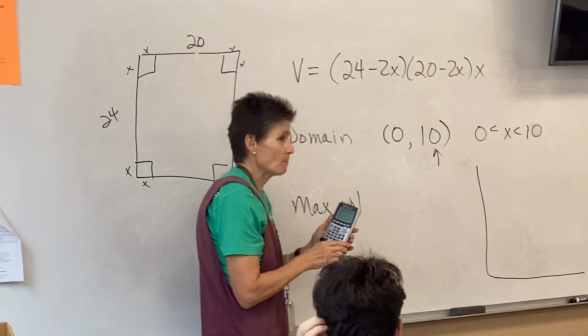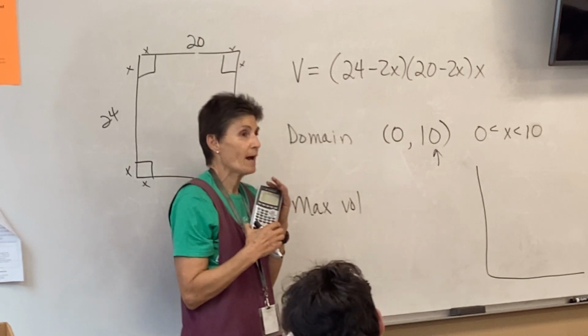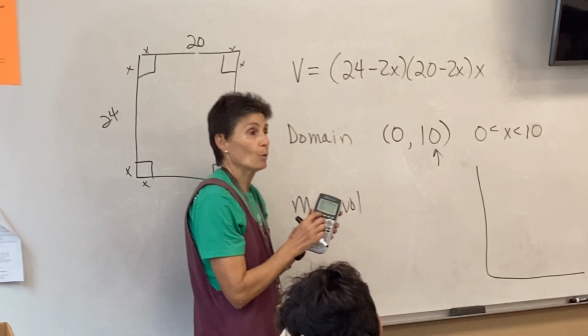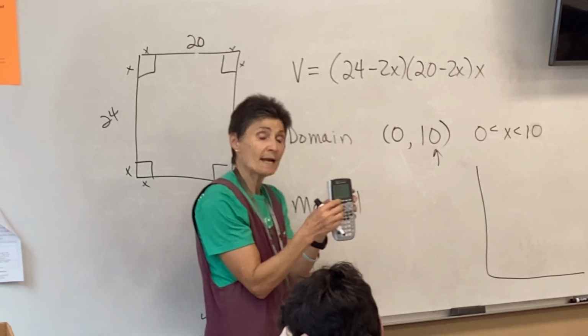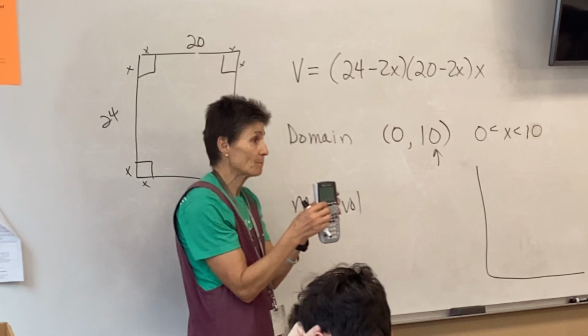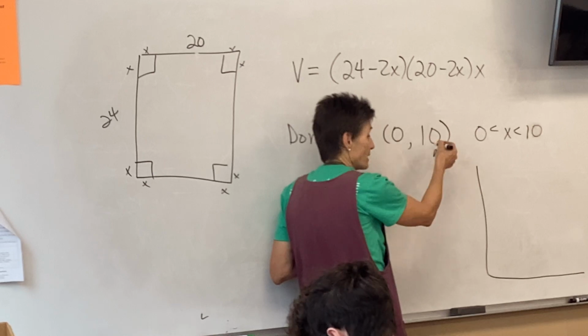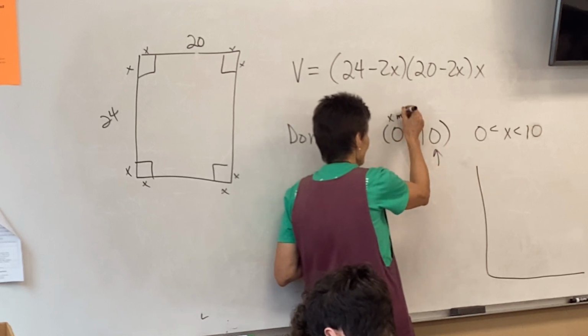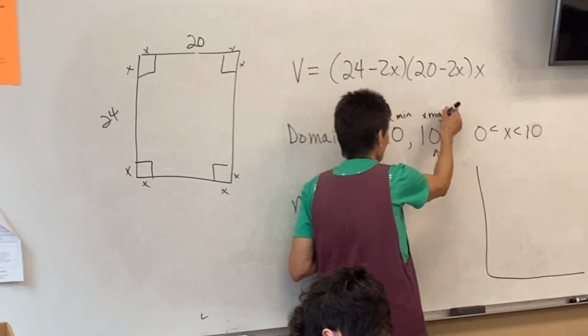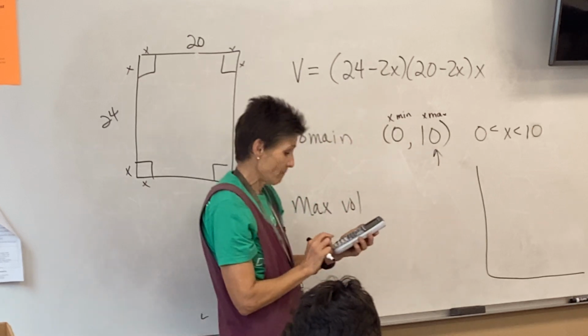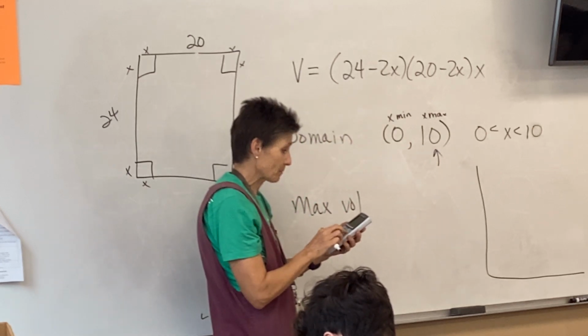And then, anybody remember what else we do before we hit graph? Then we have to change the window. Go to our window, which is right next to the y equals button. And these two numbers right here that you already wrote down, that's X min and X max. Those are your X's. So this one's going from 0 to 10.